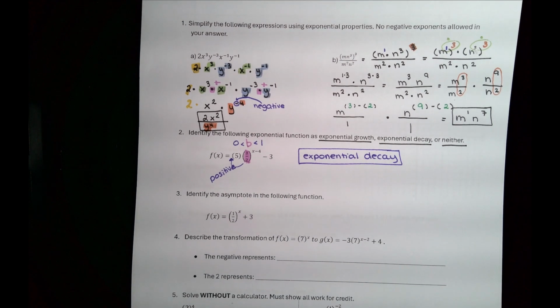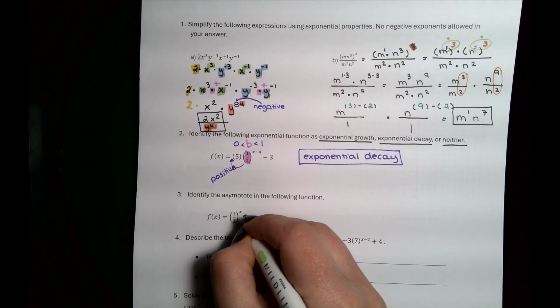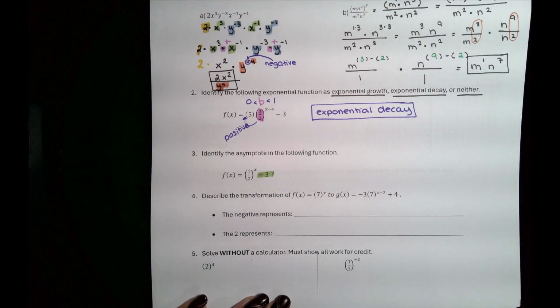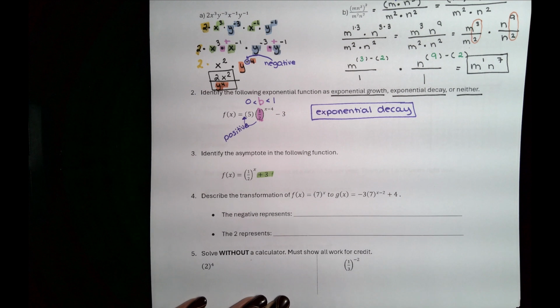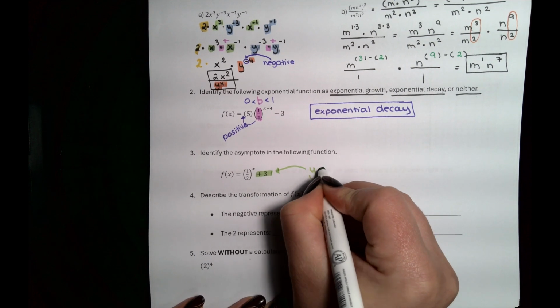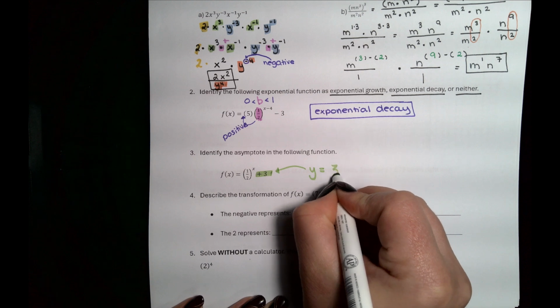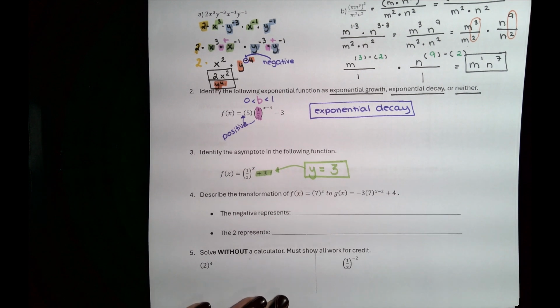Identify the asymptote in the following function. Asymptotes are our k values. So we're looking at the end. If this number is missing, that means our number is 0. Now, when you do this, you have to write the asymptote in the form of an equation. So y equals 3 is the equation of our asymptote.